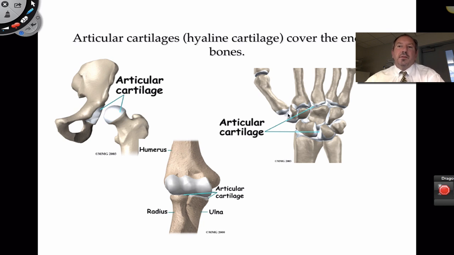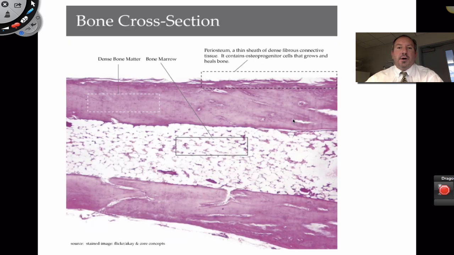You might be familiar with cartilage. If you've eaten ribs, you know that ribs have a lot of cartilage that connects the rib cage to the sternum. You might be familiar with the fact that it's found on the end of bones in chicken when you're eating that as well.